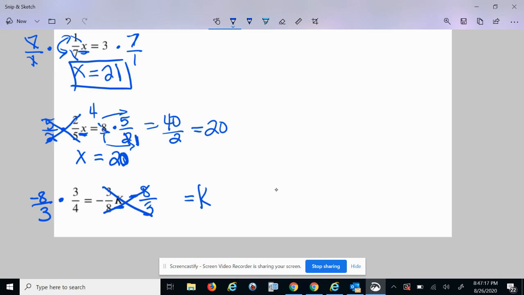And you can decide which way you like best here. I see a 3 and a 3 that can cancel on the top and the bottom. And the negative 8 and the 4 have a common factor of 4. So negative 8 divided by 4 is negative 2. 4 divided by 4 is 1. So I have negative 2 on the top. I just have a 1 on the bottom. So negative 2 over 1 is still just negative 2. So there is my answer.